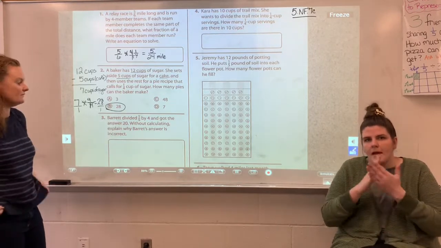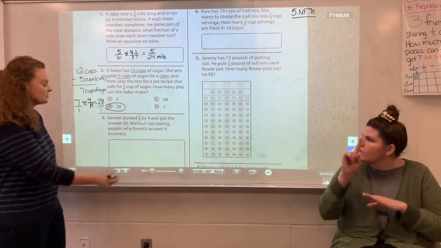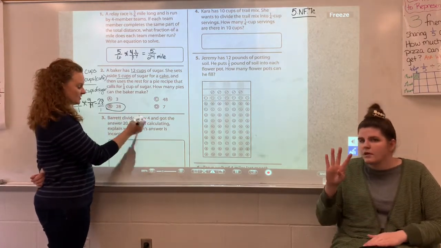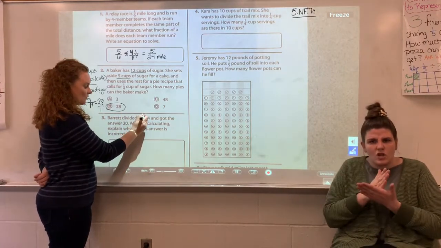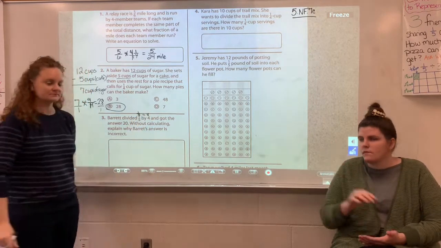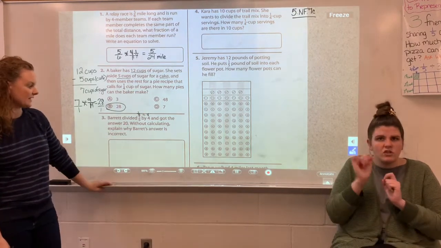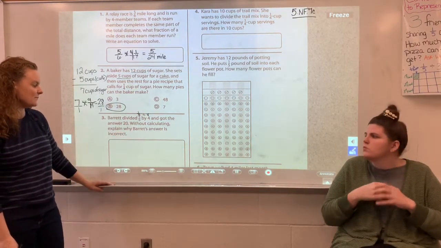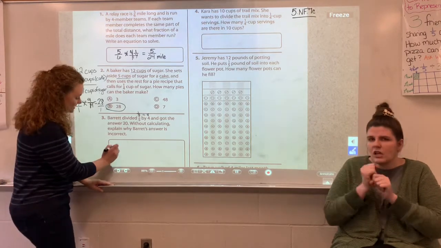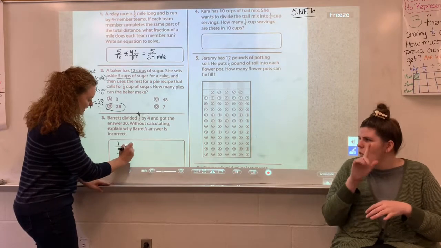Barrett divided 1/5 by 4. Okay, so if I just stop right there, I can write that right above it, 1/5 divided by 4, and take those words and change them into a problem. And he got the answer 20. Without calculating, explain why Barrett's answer is not correct. Let's write it down here. He took 1/5 and he divided it by 4.